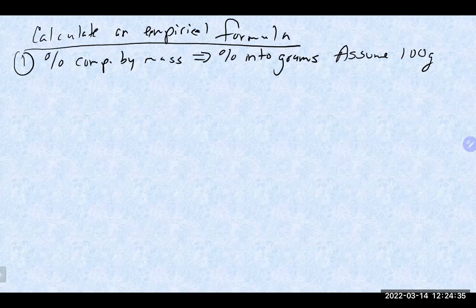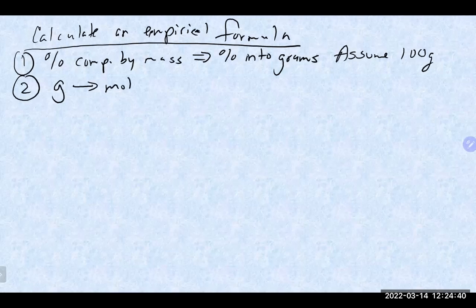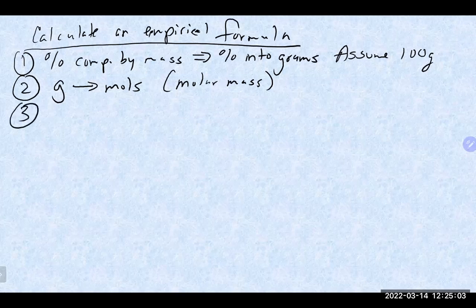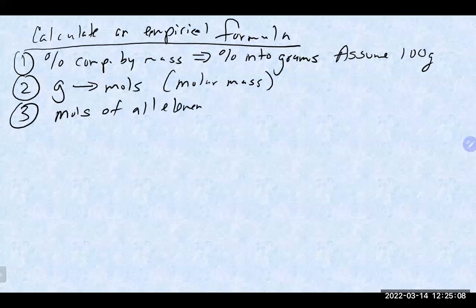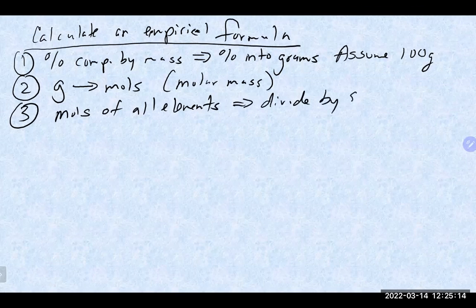And it keeps the percent numbers the same. Once you have everybody in terms of the elements in grams, the next thing you want to do is convert grams to moles. And as we talked about earlier today, that is going to be your molar mass. That grams per mole that we get from the periodic table is what you would use to convert from grams to moles. At this point, you will have the moles of all the elements present. So what you want to do is divide by the smallest number of moles.